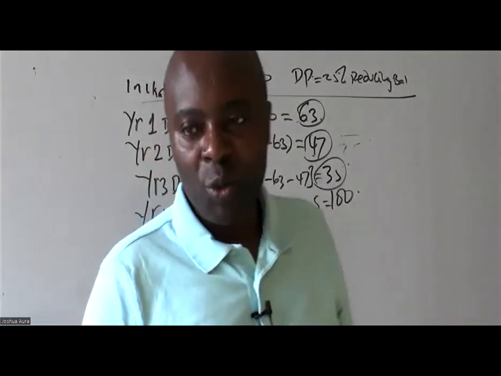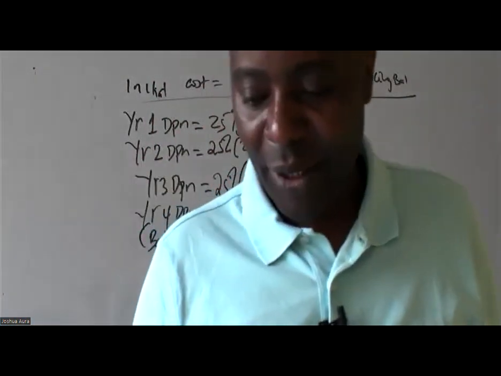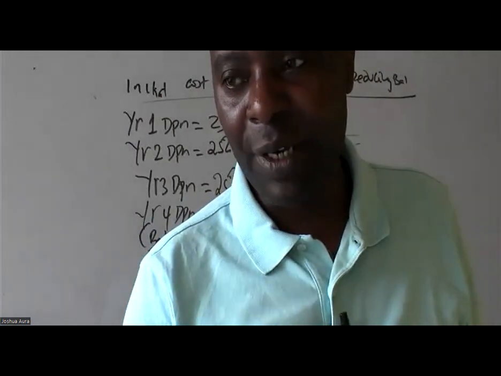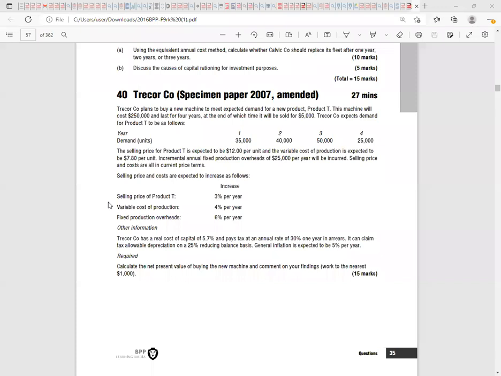Haya, sasa the other concept which I would want you guys please to take keen note of is this concept of a real cost of capital. This is a very important concept here. Wanakuambia tracker company has a real cost of capital of 5.7%. So whenever you're given this real cost of capital, there is a disaster in waiting there. It has to be adjusted.